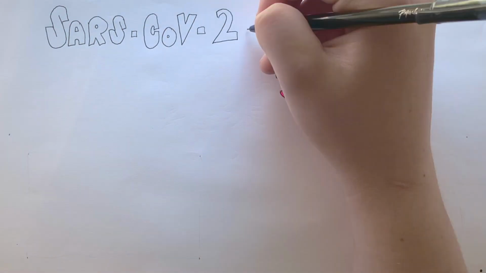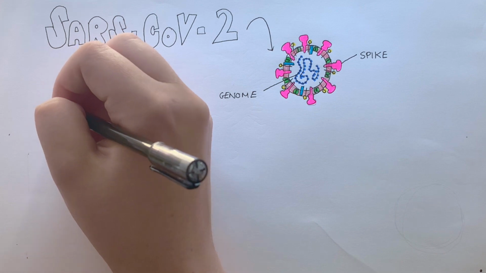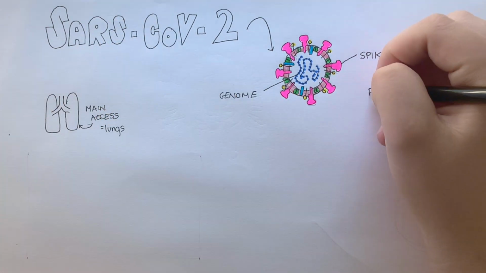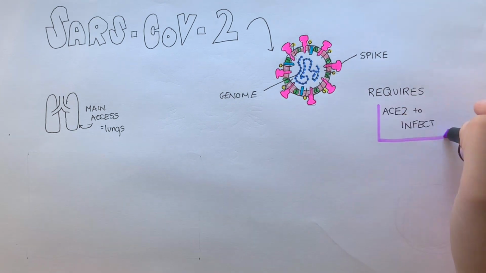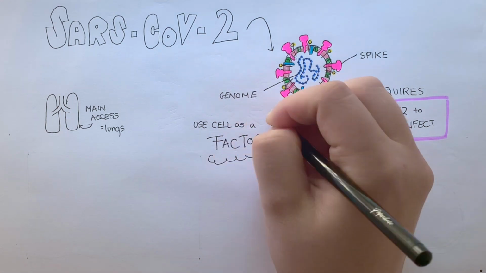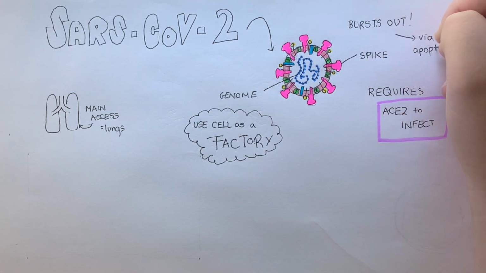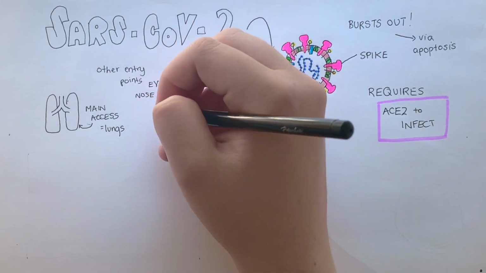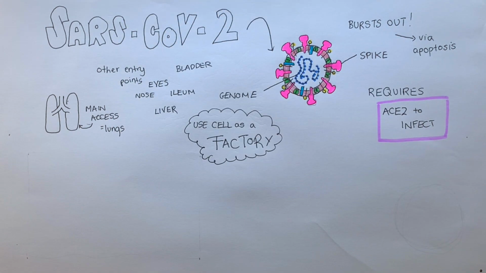Just going to highlight a few conclusions from this video on this slide. The spike protein and how it requires ACE2 to infect, and that's mainly seen in the lungs. Apoptosis, I've just put it here just so you can see the spelling. And don't forget, it can enter other points, which is why they say don't touch your face when you touch a surface without wearing gloves.